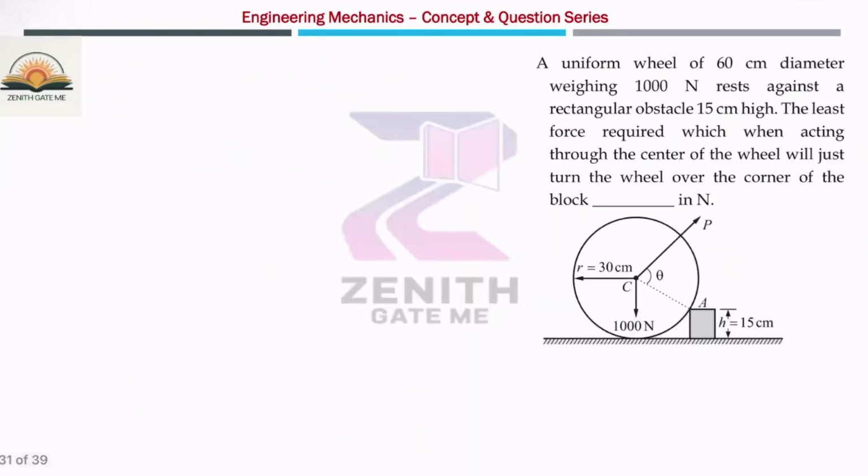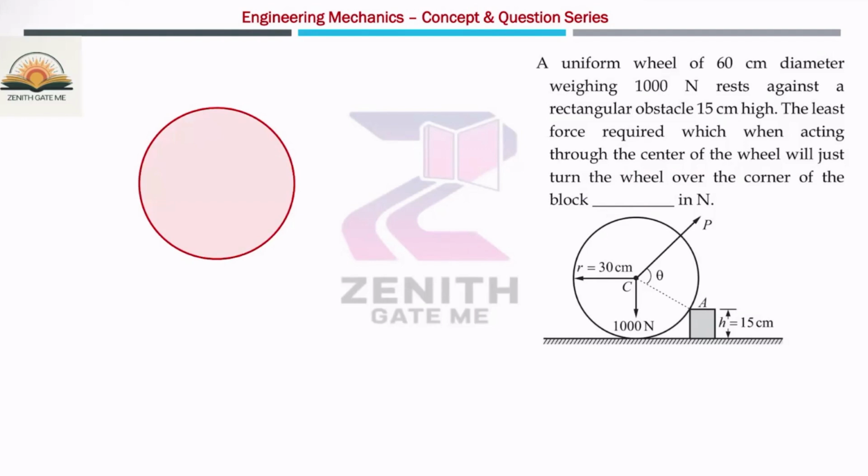A uniform wheel of 60 centimeter diameter whose weight is 1000 Newton, resting against a rectangular obstacle of 15 centimeter. The least force required, that means the minimum force required, which when acting through the center of the wheel will just turn the wheel over the corner of the block. In a similar manner, again you will draw the free body diagram of this wheel.